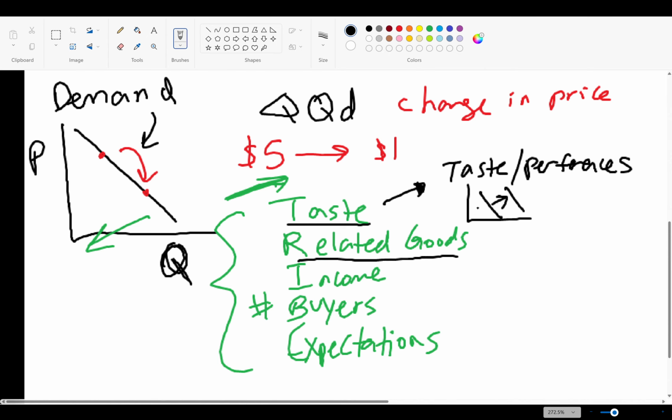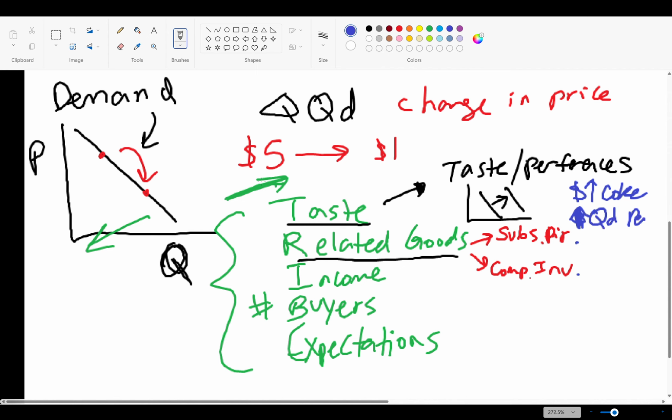Related goods is a bit more complicated. There are two categories that you need to know: substitutes and complements. Now, substitutes are directly related, while complements are inversely related. And this is actually not that bad to understand when I give a simple example. If the price of Coke goes up, then people are going to buy less Coke and going to buy more Pepsi. So the quantity demanded for Pepsi will go up because Pepsi could substitute Coke. So that's why they're directly related, because if one goes up, the other goes up.